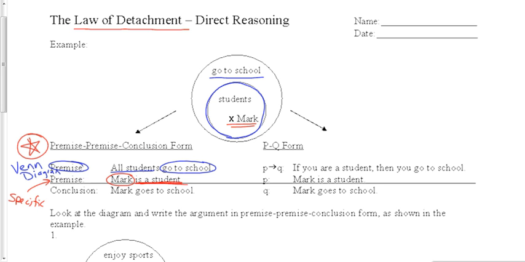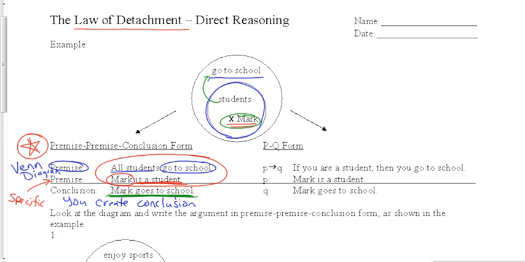And again, I would start with the premise. That's what I would be given. I would need to create the Venn diagram. What I would be asked to do is create the conclusion. So I would be expected to come up with, well, what do I know about Mark? Well, if Mark is a student and all my students go to school, what do I have to know about Mark? I would have to know that Mark goes to school. So that's what I would be asking for you to tell me.